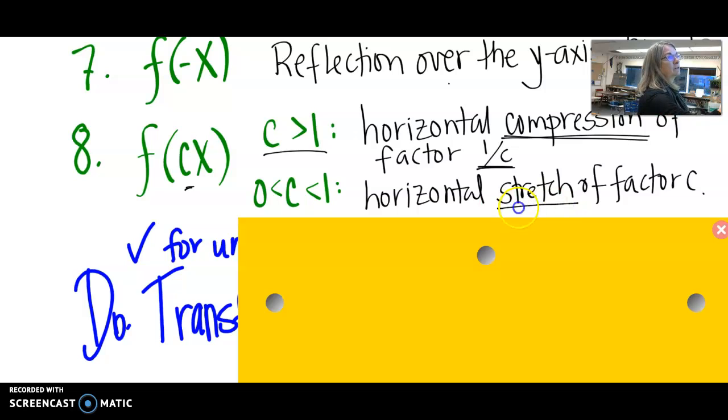And then if it's between 0 and 1, a proper fraction, like let's say 1/2, you take the reciprocal of that, and you would have a horizontal stretch of factor 1 over c. So if you have your parabola, and let's say that we have 1/2 on the inside, it's going to take all of your x coordinates and stretch them twice as wide as the original.